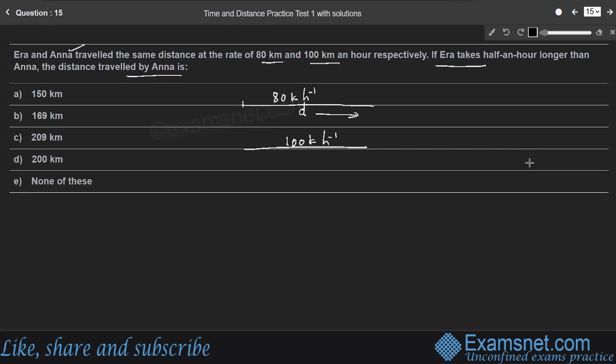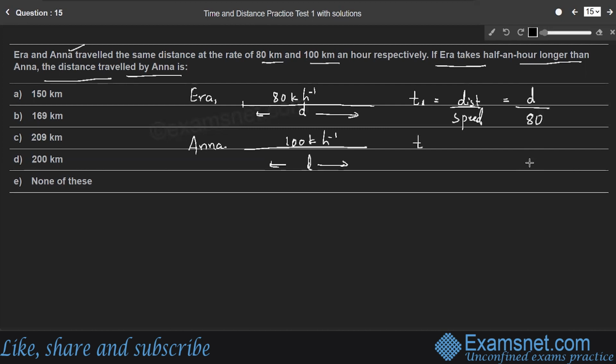So let D be the distance traveled by them, right? Both of them travel the same distance. Era takes half an hour longer than Anna. The distance traveled by Anna is. So if you consider T1 as the time taken by Era, right? So here, this is Era's case, Anna's case, right? T1 is the time taken by Era. Time is always distance by speed, right? So here distance is D, speed is 80, right?